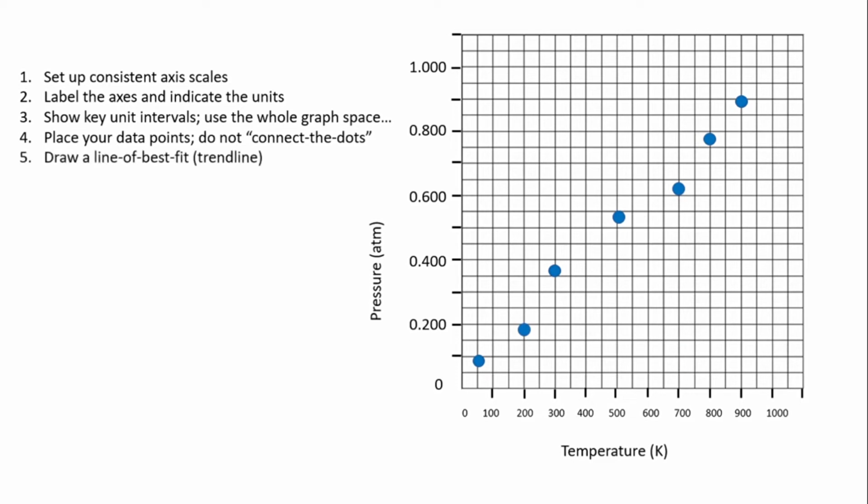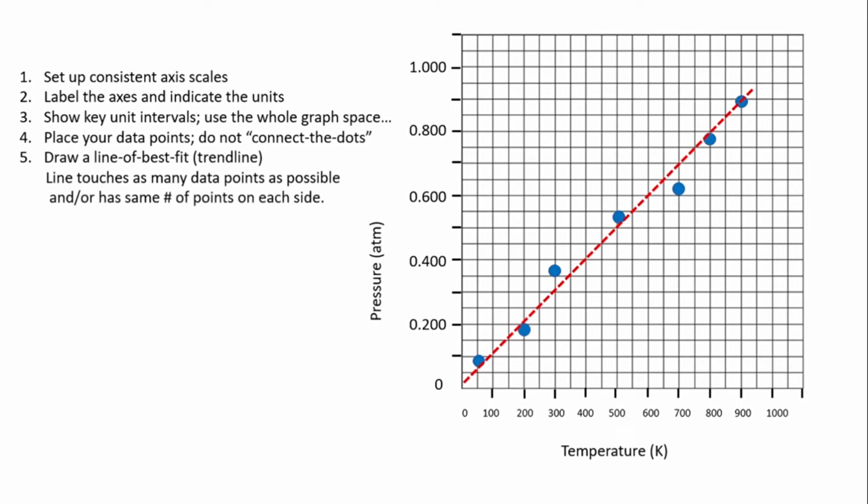So what we do is we draw a line of best fit, sometimes also called a trend line. I'm going to run it through there. Notice that when we draw a trend line, we try to make the line touch as many data points as possible, but those that it doesn't touch, we'd like to have the same number of points on each side of the line.